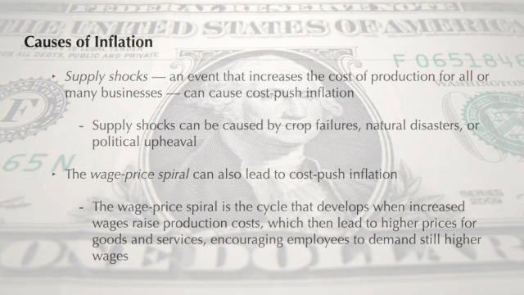The relationship between wages and prices can also lead to cost push inflation. Suppose that a worker bargains for a wage increase. These higher wages, when paid to workers throughout the economy, encourage producers to raise prices, continuing the cycle. Some economists refer to this cycle as the wage price spiral.